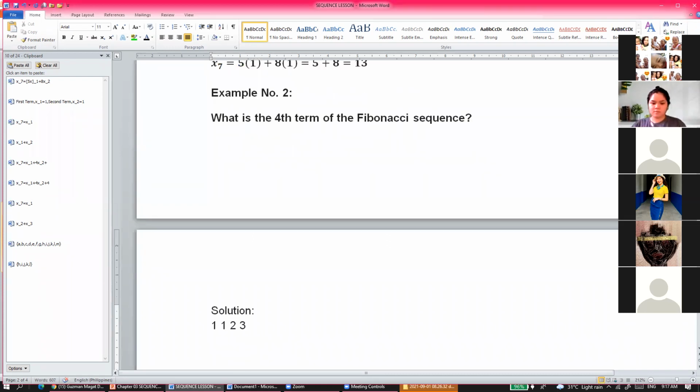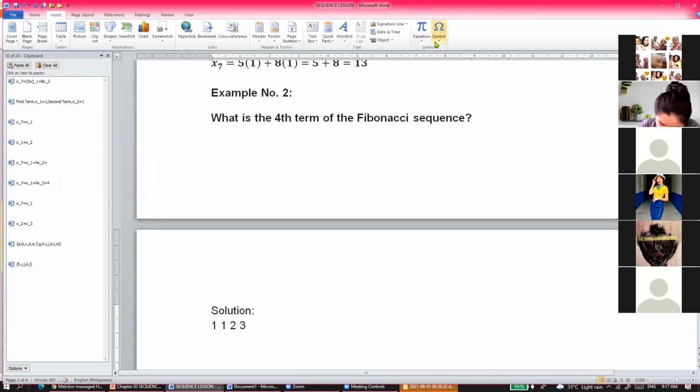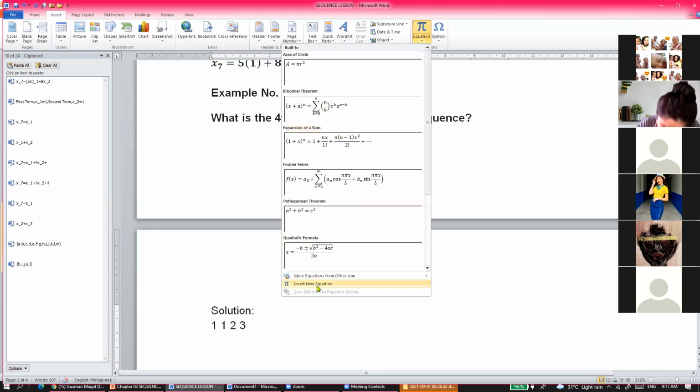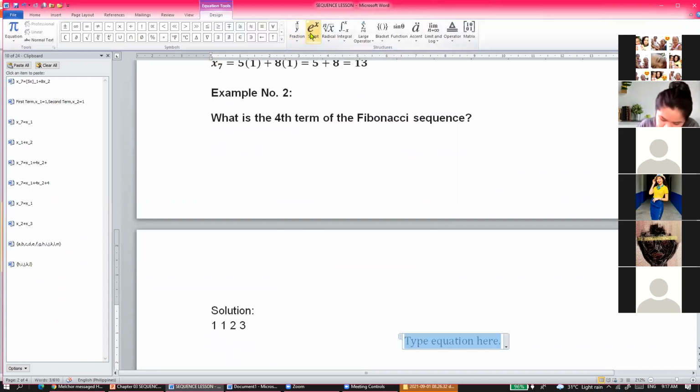So, let us try this fourth term of the Fibonacci sequence. Okay, halimbawa, x sub 4, no? Dahil pang-apat, I'll type x sub 4. And x sub 4, as we all know, is the sum of the second and the third term. So, I'll write x sub 2 plus x sub 3.